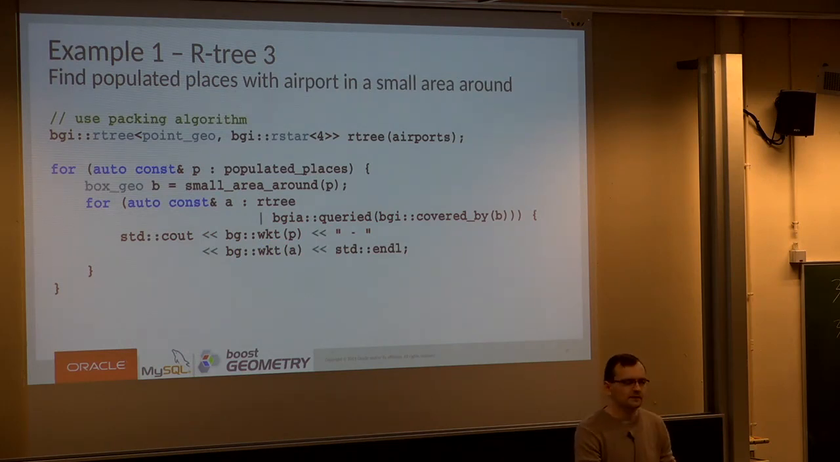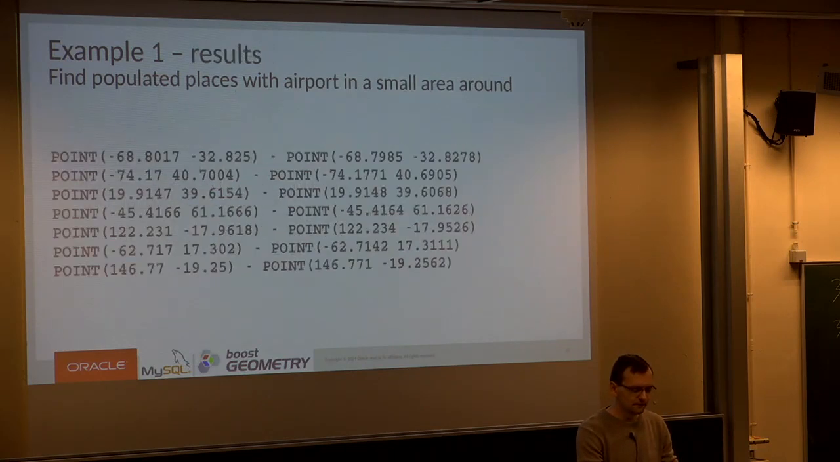And sorry, if you prefer working with ranges instead of iterators, then the R-tree also supports it. So I'm just passing a range of elements, which are then stored in the R-tree using packing algorithm. And then instead of standard for each, I'm using a range-based for loop. And for that, I'm creating a queried range using a range adapter, similar to Boost range adapters. So what's being used now is a range representing a pair of iterators, basically, just as it was on the previous slide. And here's my result, so some pairs of points which are close to each other.